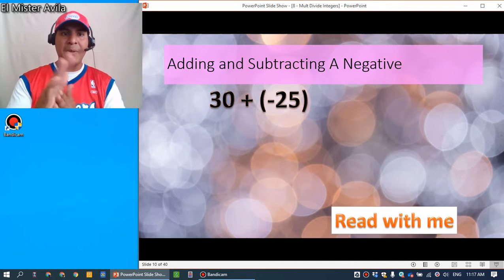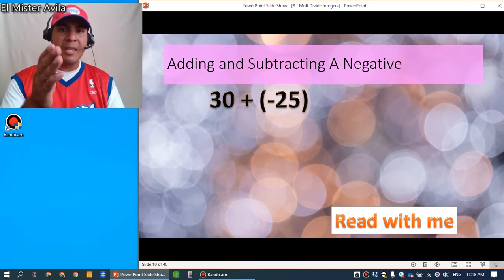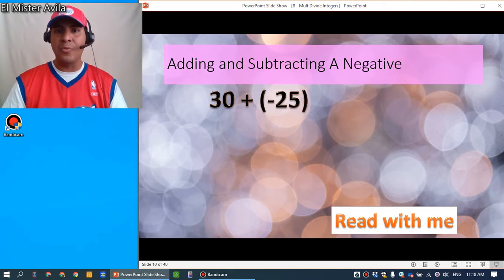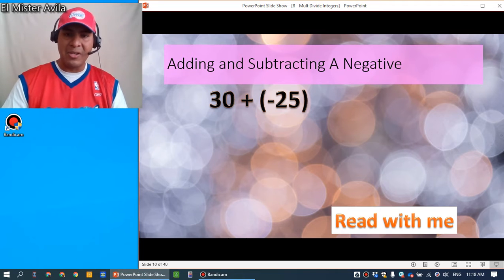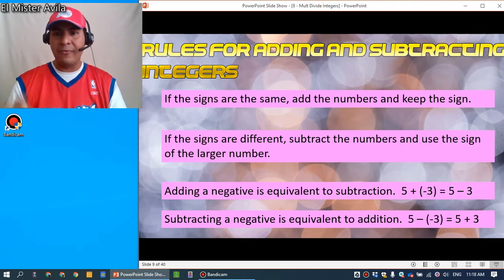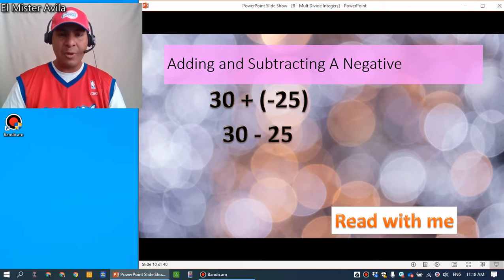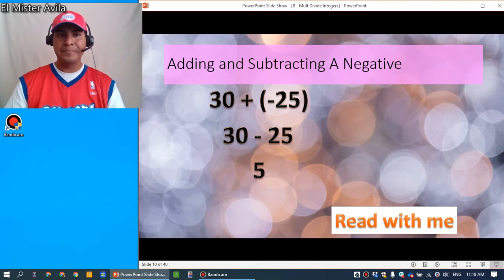Okay, we're going to practice a little bit. When I ask you to read with me, you should try to read this with me. So I'm going to say 30 plus negative 25, and you should be repeating it after me. That expression says 30 plus negative 25. You read it. Now that you've done so, we notice that we're adding a negative. As I mentioned earlier, adding a negative is equivalent to subtraction. So 30 plus negative 25 is equivalent to 30 minus 25, and 30 minus 25 is 5.